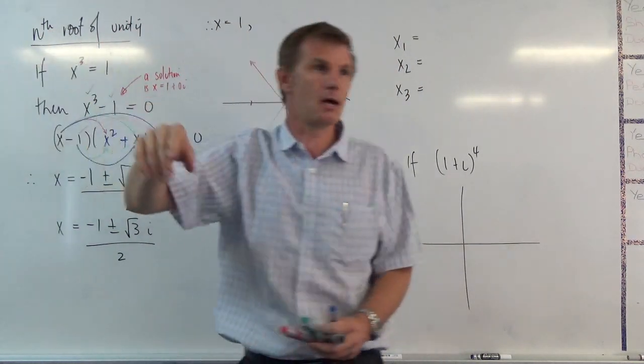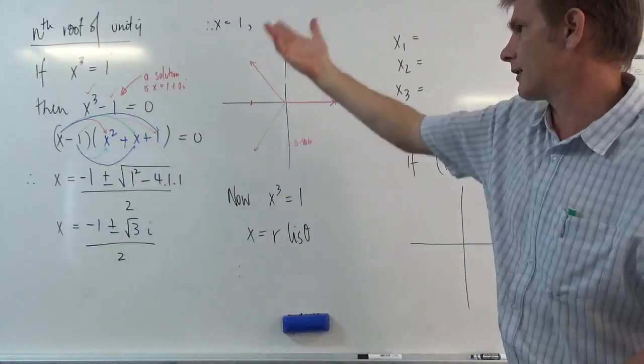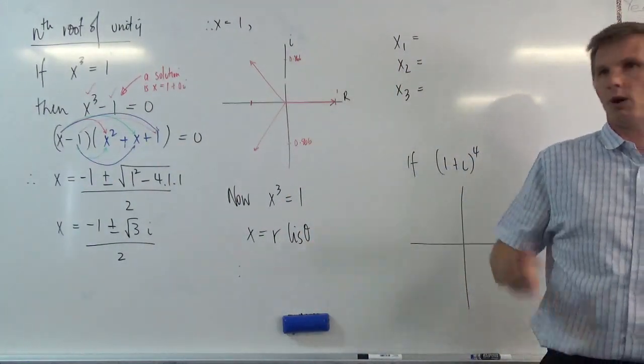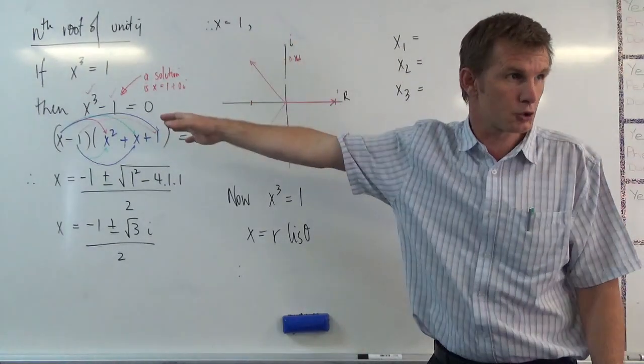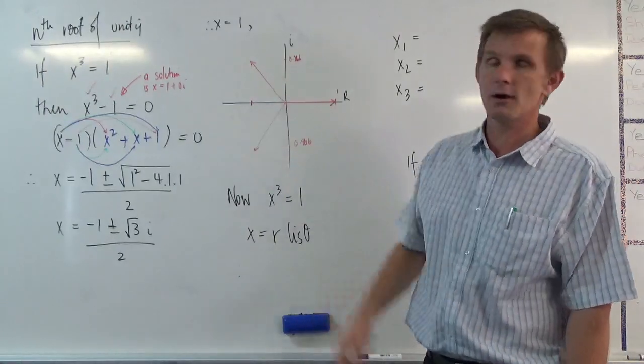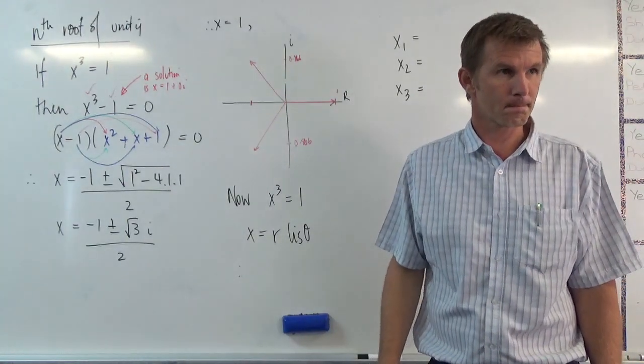Now if you went back to last year or the year before, you would have said, oh, the only solution to that's 1. That's all you can get. 1. That's the only solution. When we're looking on the complex plane, we find there's another 2 more solutions to x cubed equals 1.